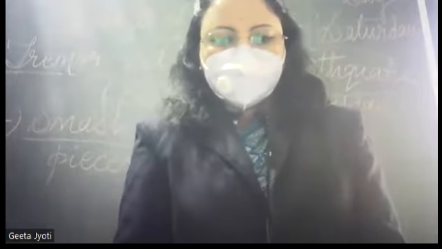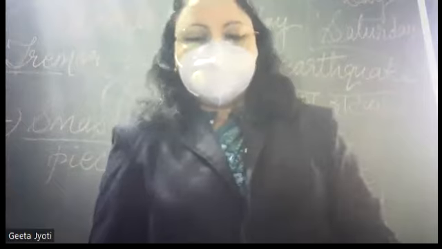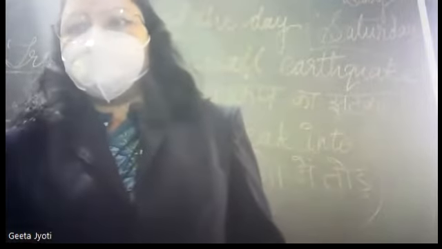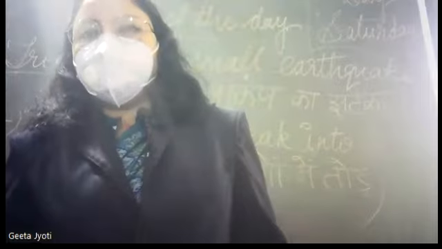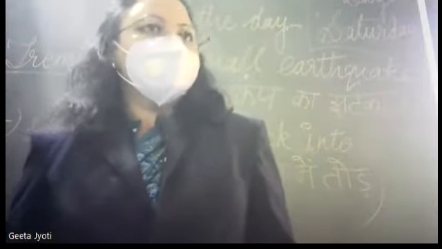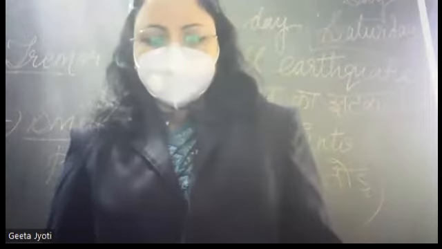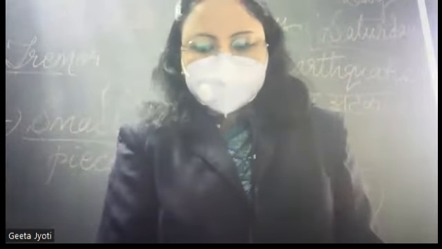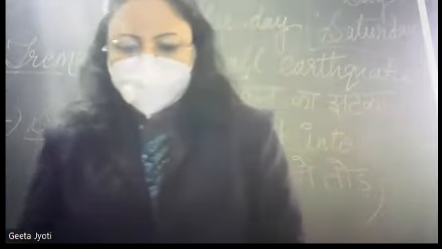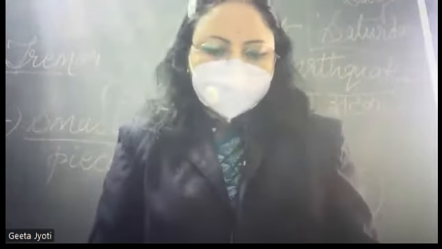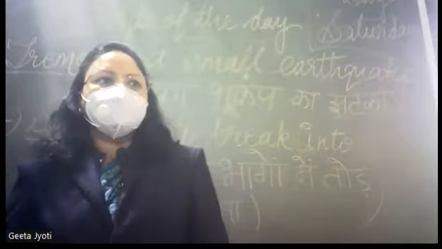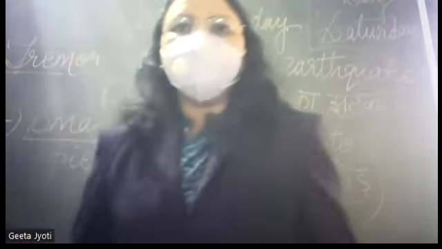Write down the first word, which is sightless. Close your book. Close your book, Alka. Close your book, everyone. Close your book fast. First word is sightless. Write down the next word. Second word is joyfully.